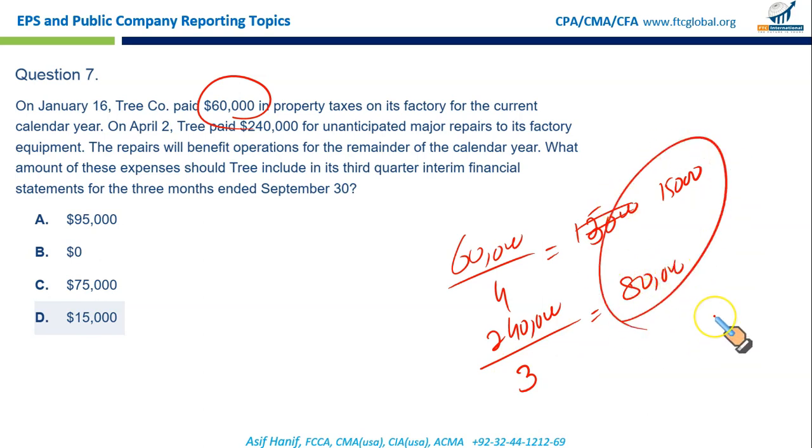So the total amount you're going to report as expenses is 80 plus 15, that is 95 is the answer.